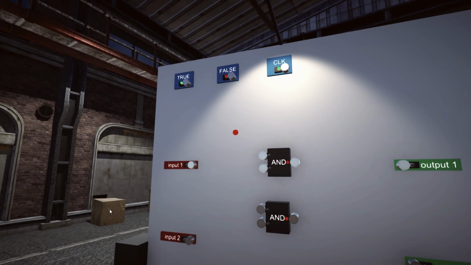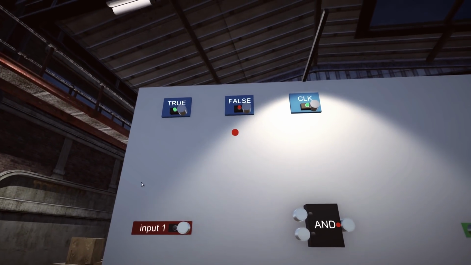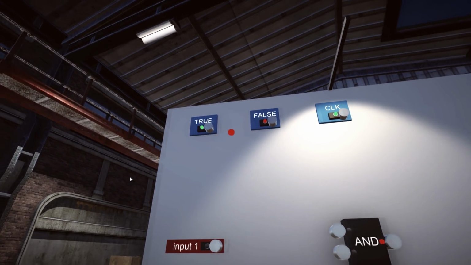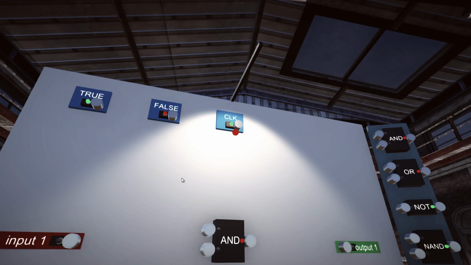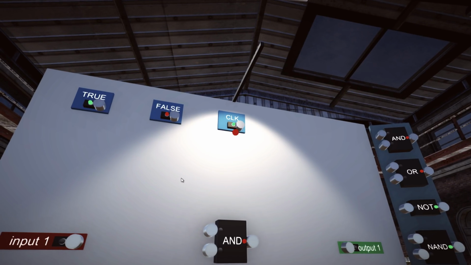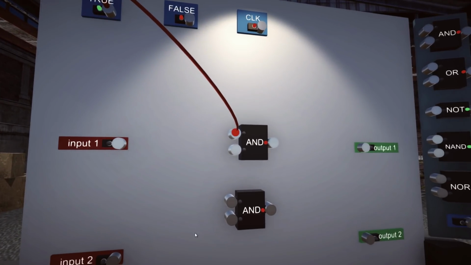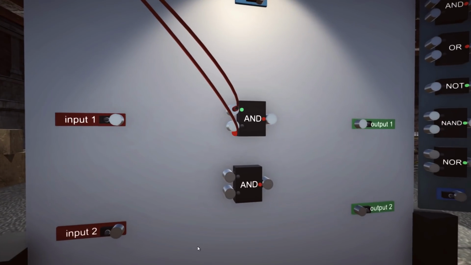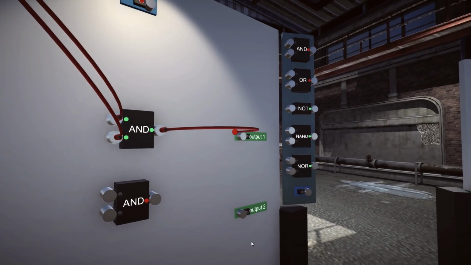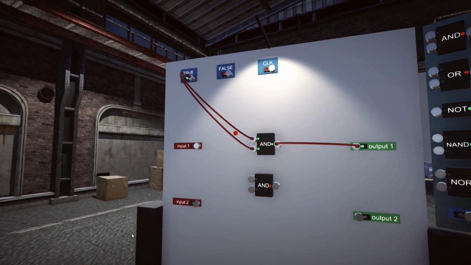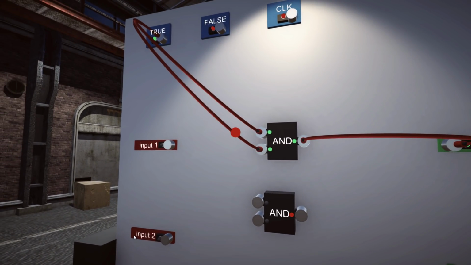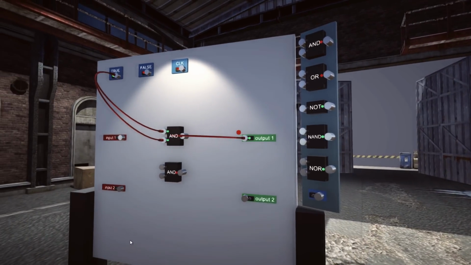You with me? Yeah. And we've got some test inputs. Up at the top, we've got a fixed true and false input and a clock pulse, which is just a signal that ticks on and off once a second. So you've done basic electronics. You know how this works, right? Yep. I can connect these up and get a high output like that. With an AND gate, both of them have to be on for the output to be on.